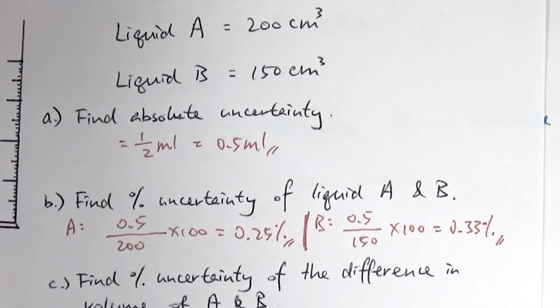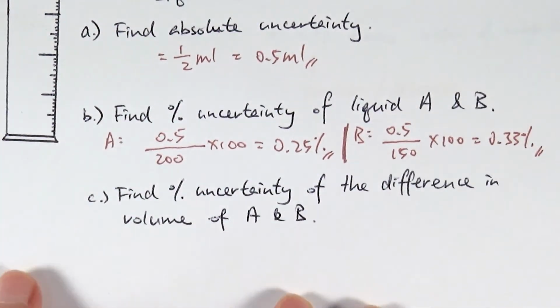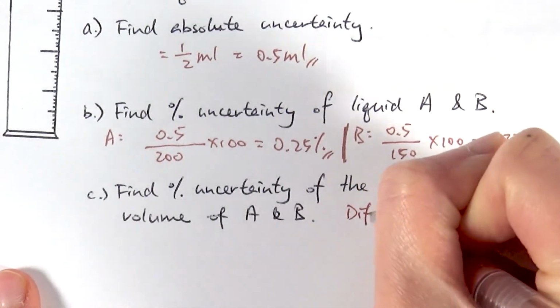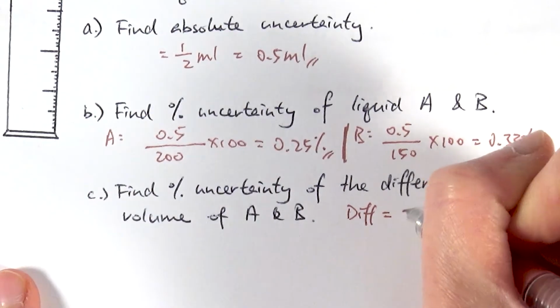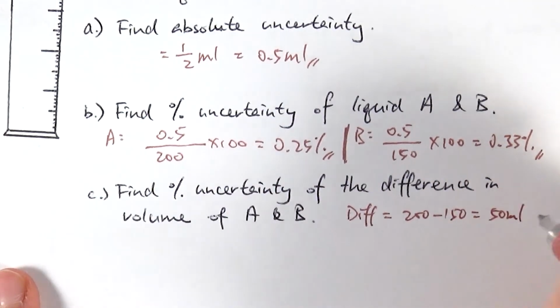Then finally, let's just say I'm finding the percentage uncertainty of the difference in volume of A and B. So first of all, I need to find the difference in volume. So the difference between A and B would equal 200 minus 150, which is 50 mL, like so.